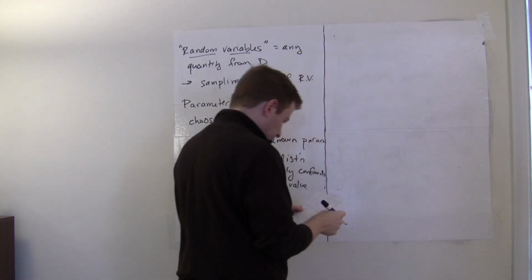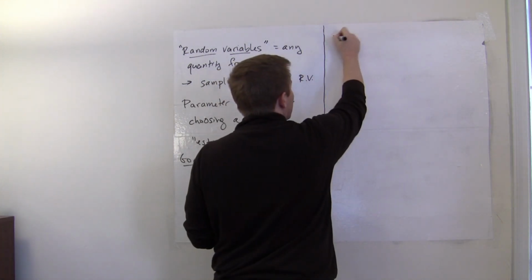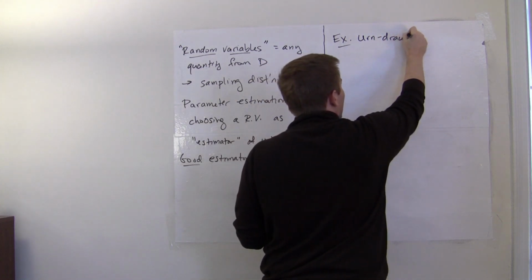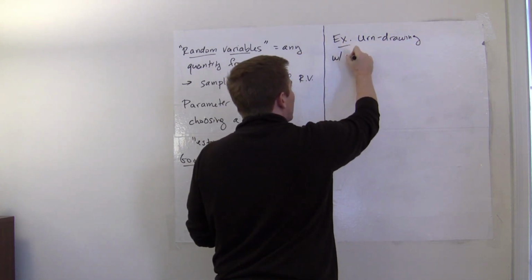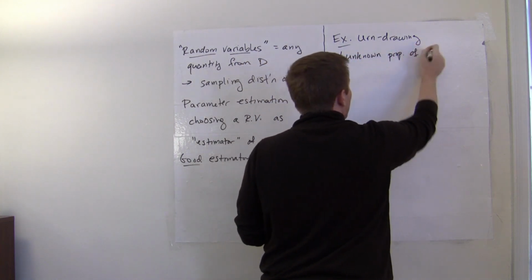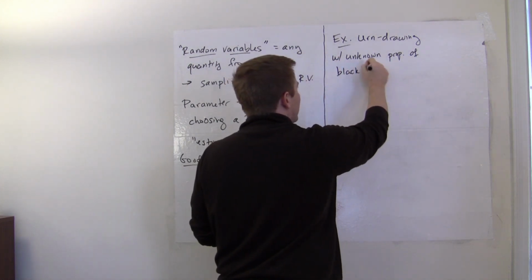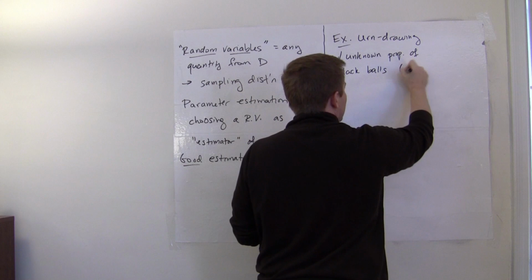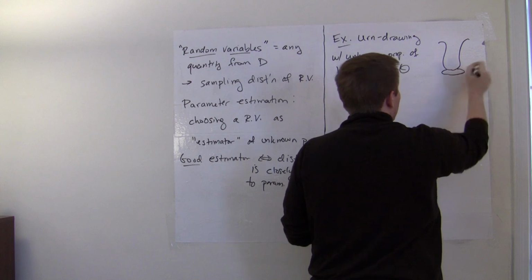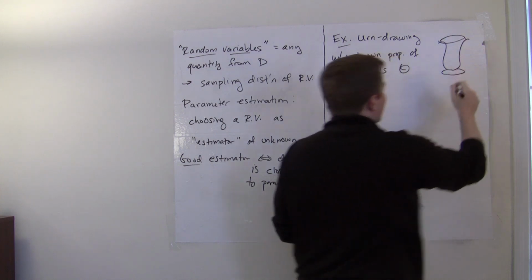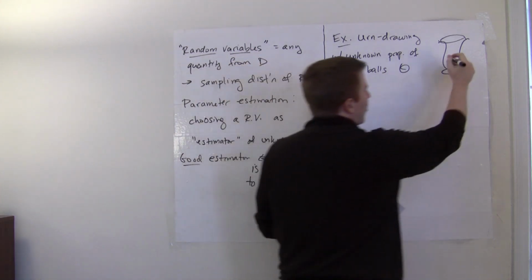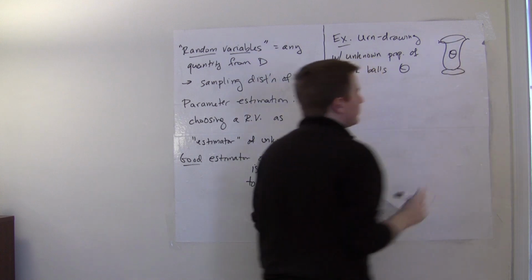Okay, the example would be, let's just do the urn drawing example that we had before: urn drawing with an unknown proportion of black balls in the urn, and let's call that proportion theta. So imagine we've got this urn, and it has some large number of black and white balls in it, and some fraction of them are black, but we don't know what that fraction is, so we'll just call that fraction theta.